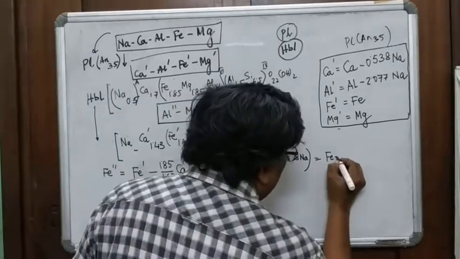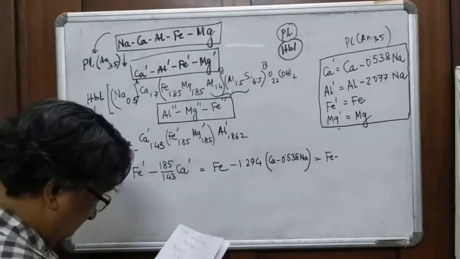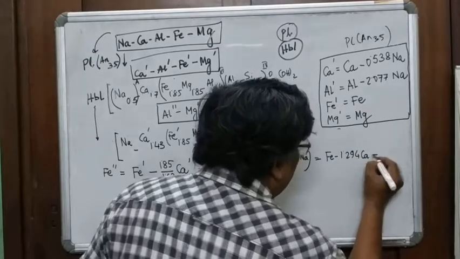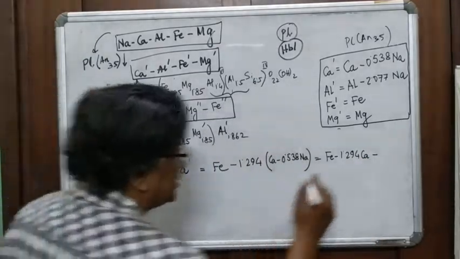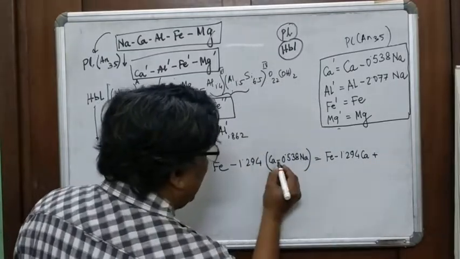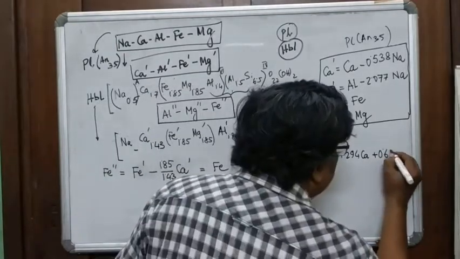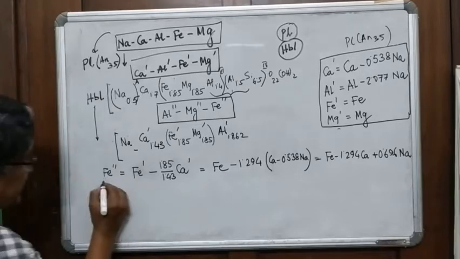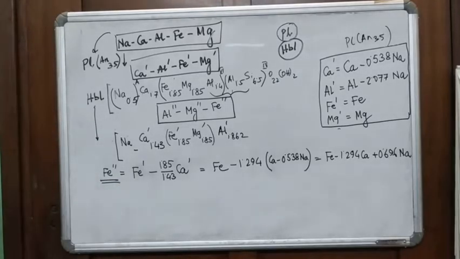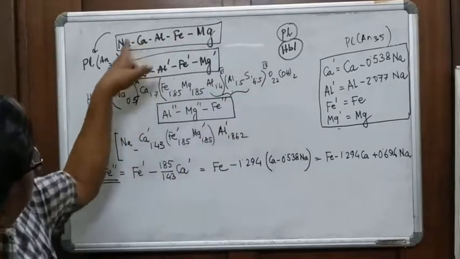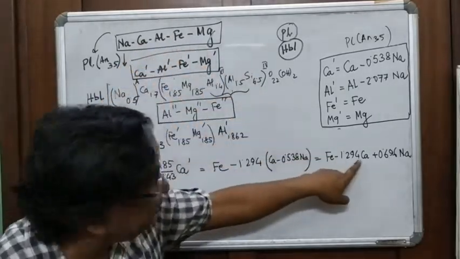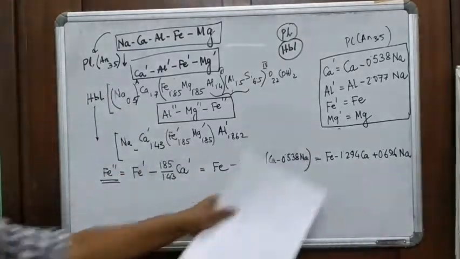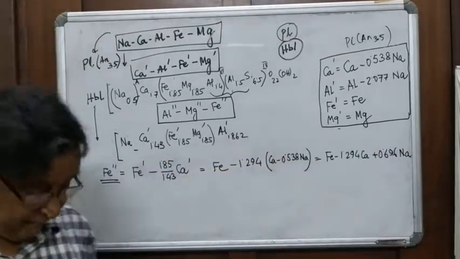So now the equation for Fe double prime will be equal to Fe minus 1.294 Ca, minus into minus plus, 0.696 sodium. Sorry. What is Fe double prime? It is equal to Fe minus 1.294 Ca plus 0.696 sodium. This is the plotting coordinate of Fe double prime.